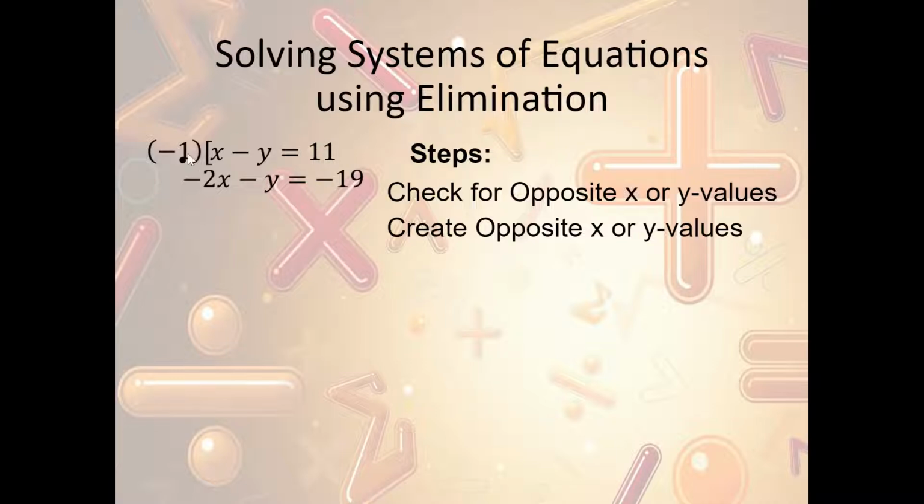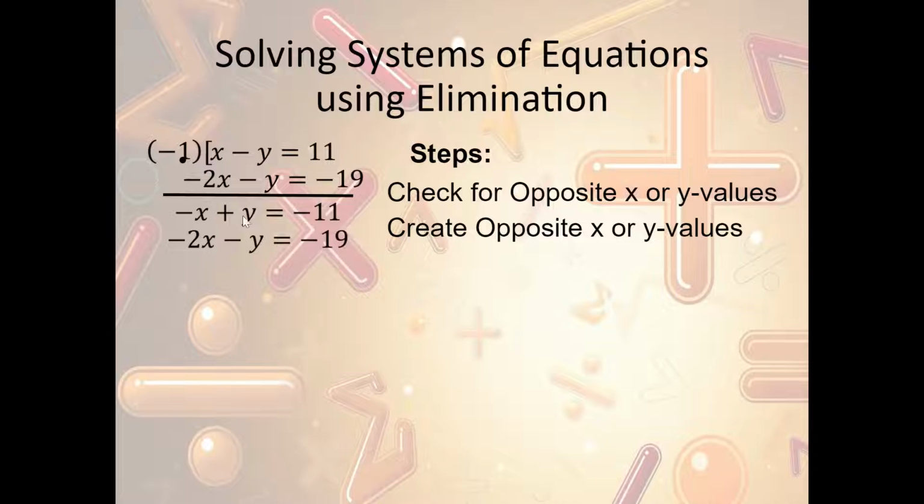So when we do that, we get negative 1 times x is negative x. Negative 1 times negative y is positive y. And negative 1 times 11 is negative 11. So what we're left with now is negative x plus y is equal to negative 11. And the bottom one didn't change.